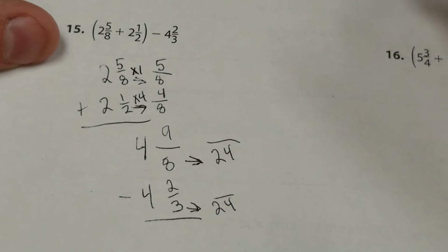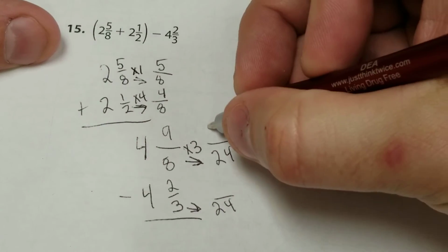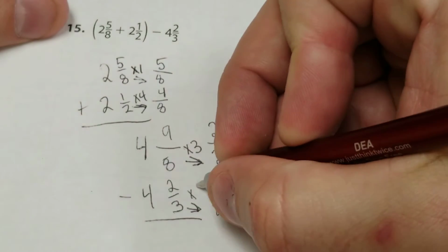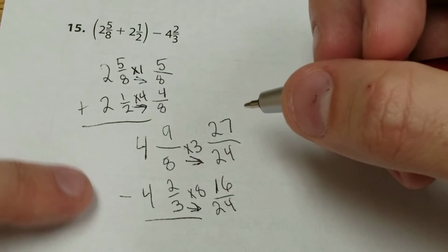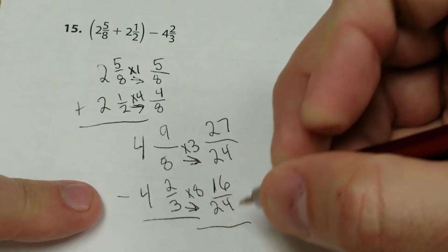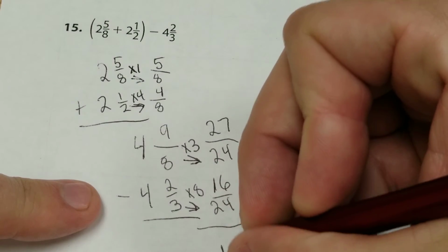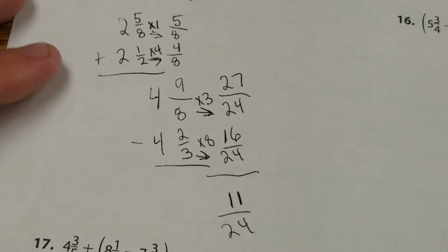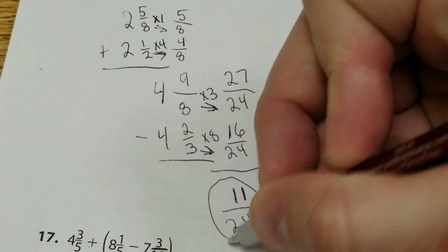How did I get from 8 to 24? It was times 3. 9 times 3 is 27. How did I get from 3 to 24? Times 8. 2 times 8 is 16. Now this time we are subtracting. So we have 24s minus 24s, which is 24s. 27 minus 16 is 11. And then 4 minus 4 is 0. So our answer is just 11 24s.